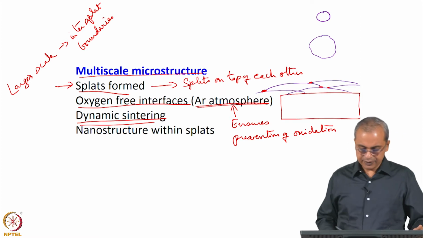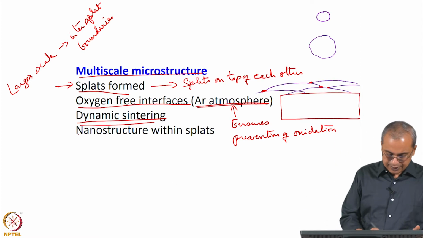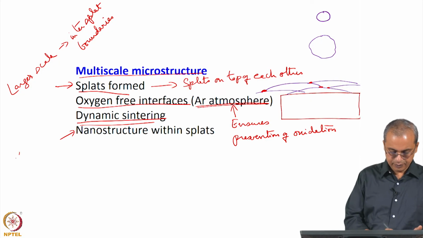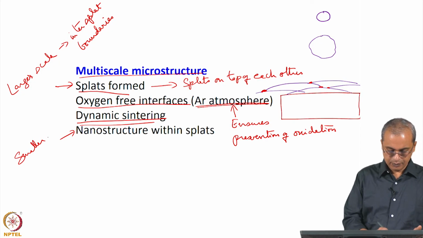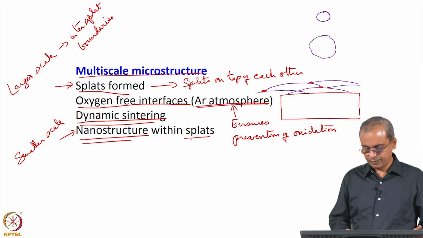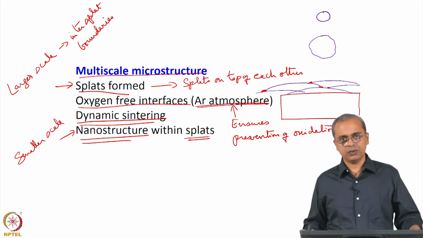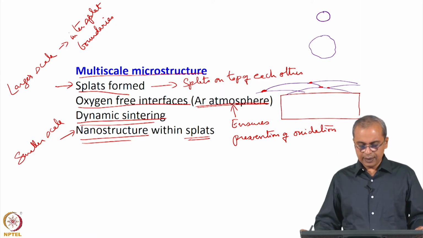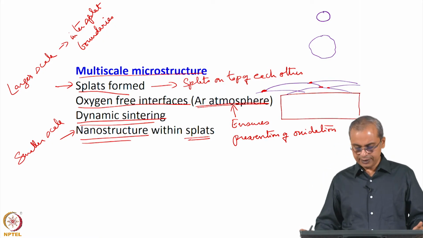So, at the larger scale you have these intersplat boundaries. At the smaller scale you have a nanostructure within those splats. So, this is very useful for us.